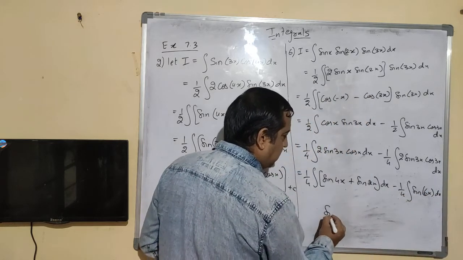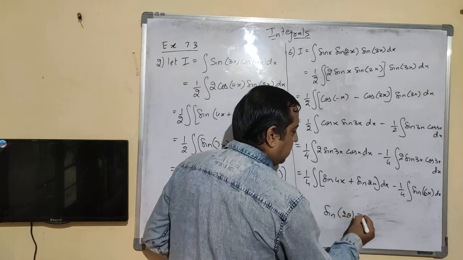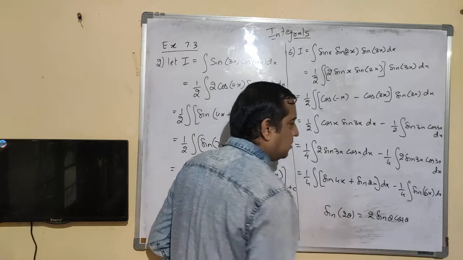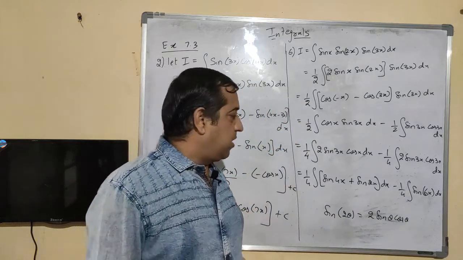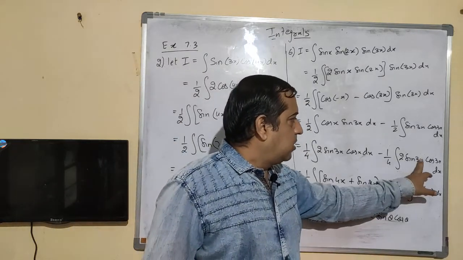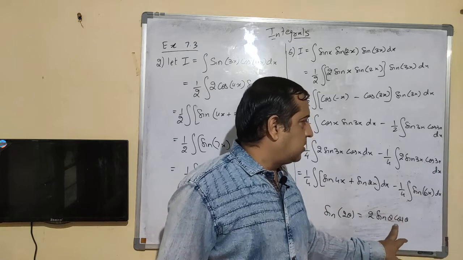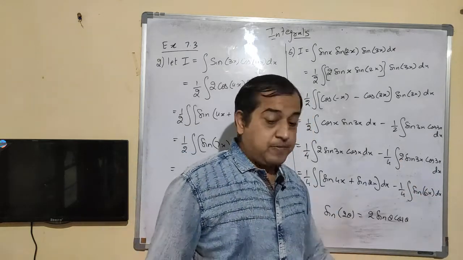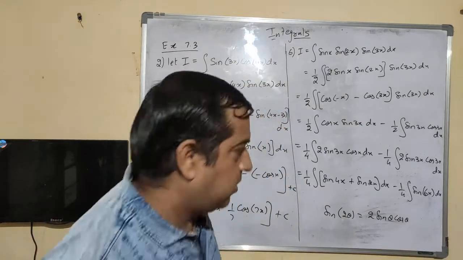Which formula is being used? The formula of sin 2 theta, that gives you 2 sin theta cos theta. You are applying this formula. Okay, clear? See, this is 2 sin theta cos theta, and here theta is 3x. So here it is double of theta, double of 3x is 6x. Okay, clear?